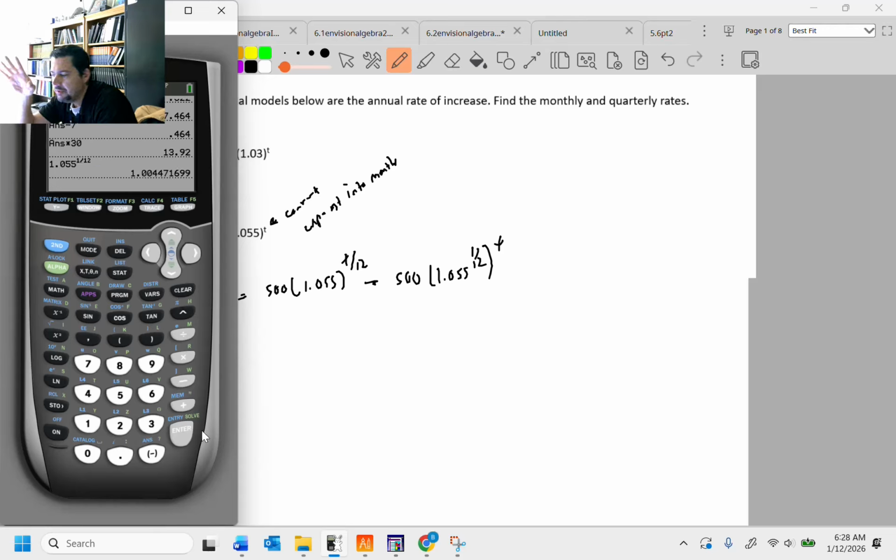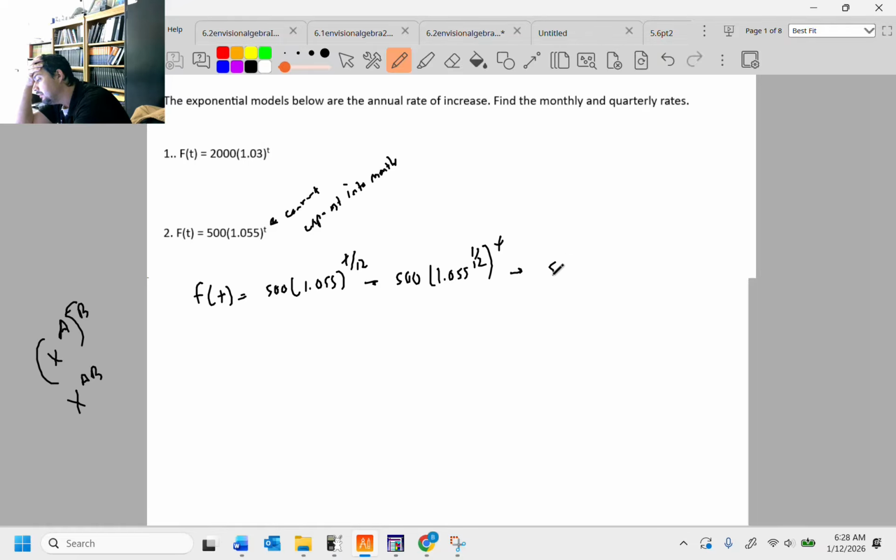And it's about 1.0045. So 500 times 1.0045. And now it's just the t. And again, this is in months. Now, this piece right here lines up with 1 plus r. Okay? So 1 plus r must be equal to 1.0045, which means that your rate is 0.0045 per month. And of course, if you like percentages, that'd be 0.45%.